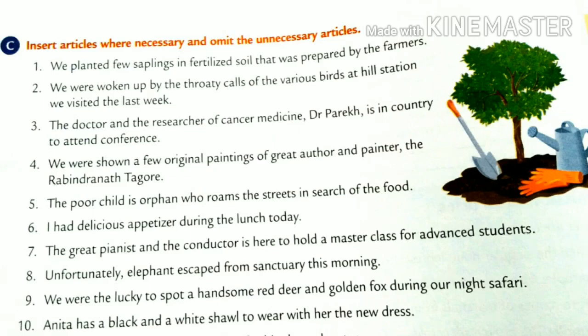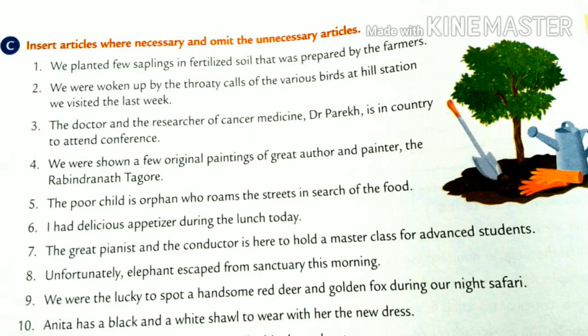Now I will tell you how to do this exercise. Insert articles where necessary and omit the unnecessary articles. We have to do two things in this exercise. One, we have to insert articles where they are necessary, and another, we have to omit the unnecessary articles. We have to remove the unnecessary articles. Before inserting an article, it is easy to omit. So if we see the sentence, we have to find out first whether the given article is necessary or not.